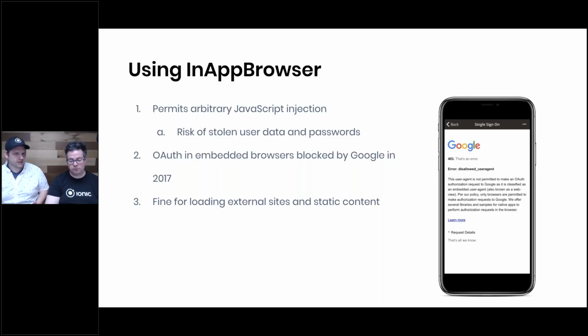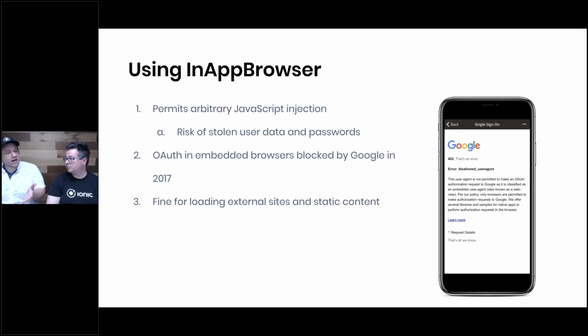Because of that, Google in 2017 basically blocked all OAuth and OpenID Connect flows from embedded browsers. Now, you as an app developer might understand that you're not going to maliciously inject JavaScript into your own application. Of course. But Google, Microsoft, AWS, Auth0, all these providers can't guarantee that that's the case. So they're taking measures to prevent and block these embedded browsers from being able to access the login flow.